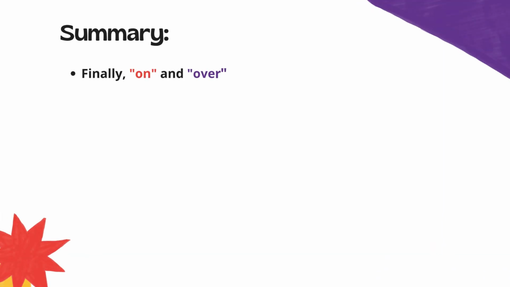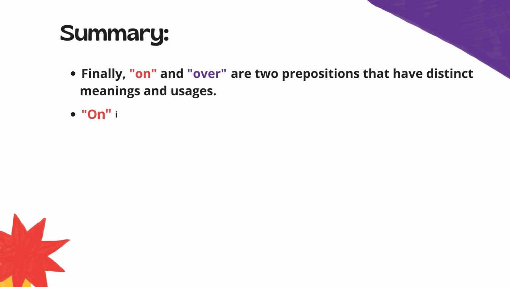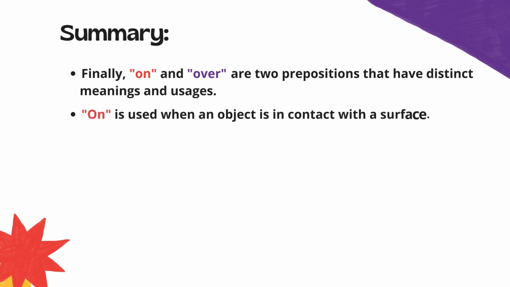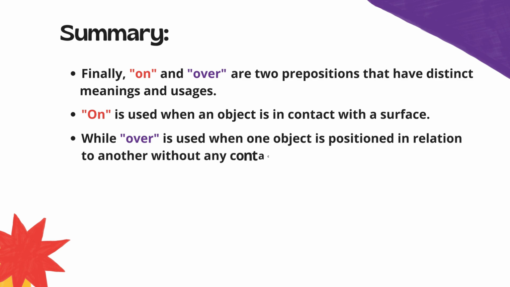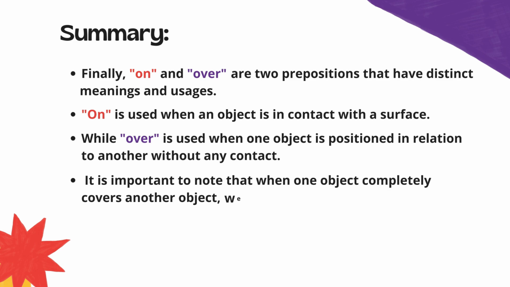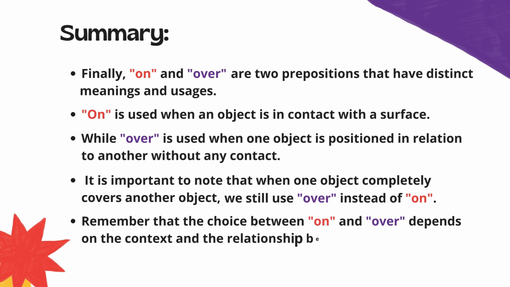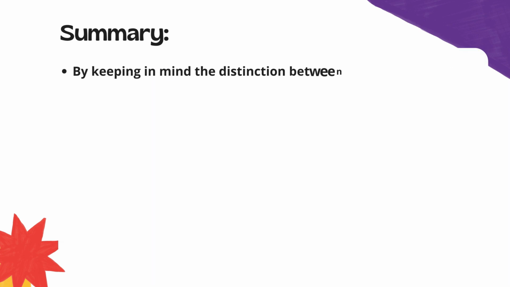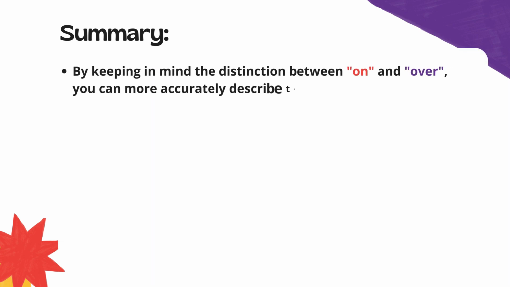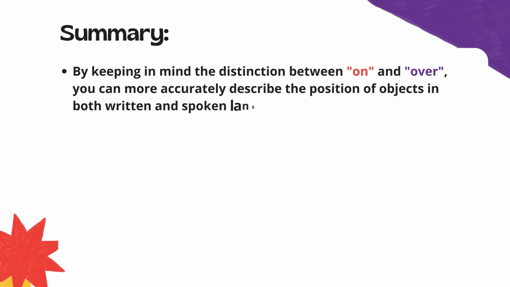Finally, on and over are two prepositions that have distinct meanings and usages. On is used when an object is in contact with a surface, while over is used when one object is positioned in relation to another without any contact. It is important to note that when one object completely covers another object, we still use over instead of on. Remember that the choice between on and over depends on the context and the relationship between the two objects being described. By keeping in mind the distinction between on and over, you can more accurately describe the position of objects in both written and spoken language.